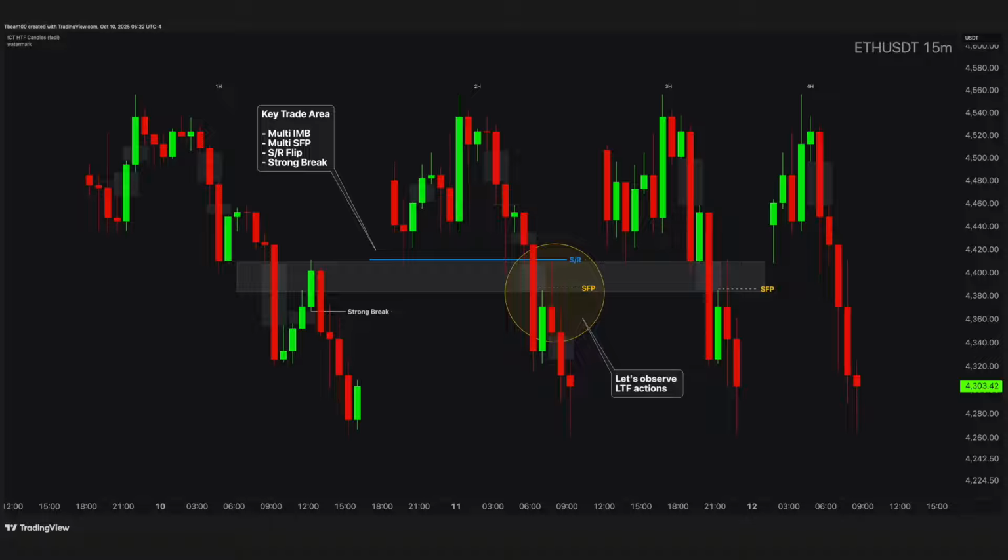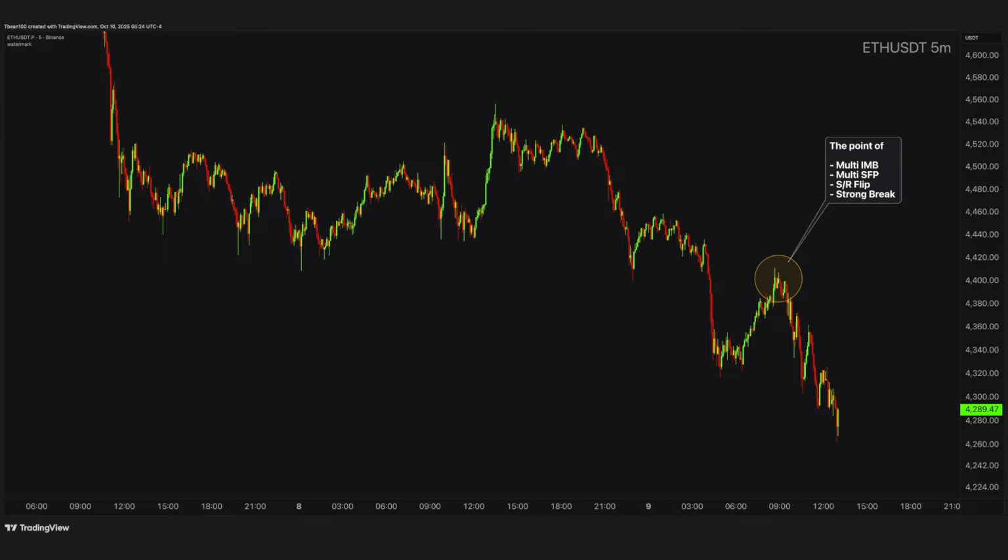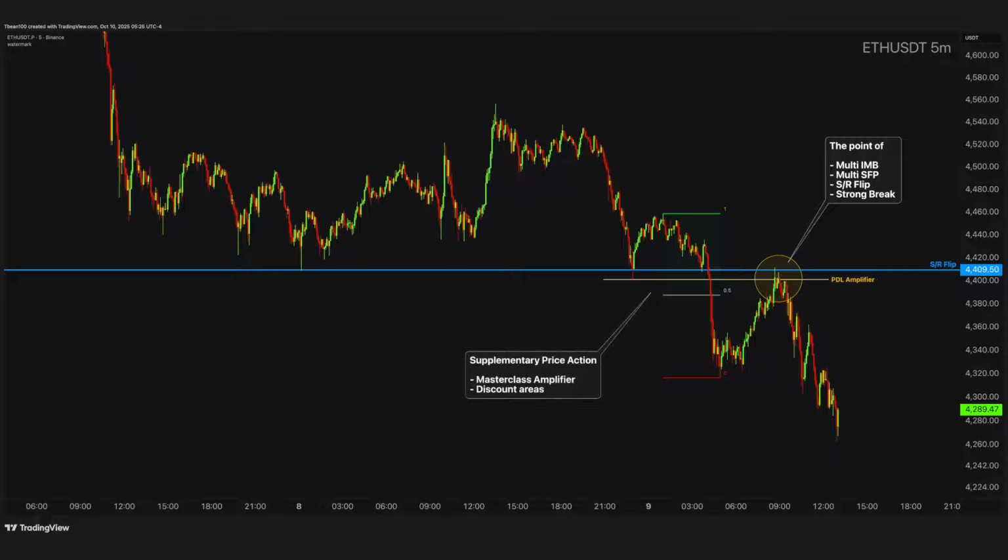Now let's move down to the lower time frames and take a closer look at the price action and possible trade entries. Alright, here on this 5-minute chart, this is the point of multiple imbalances, swing failure patterns, the SR flip zone, and the strong break area all lining up together. Now the SR flip looks a lot clearer on this chart. And the specific zone also includes something called a PDL amplifier, which you will definitely recognize if you've gone through the masterclasses. So toward the end, right around in this discount area, we got a really nice tradable location.